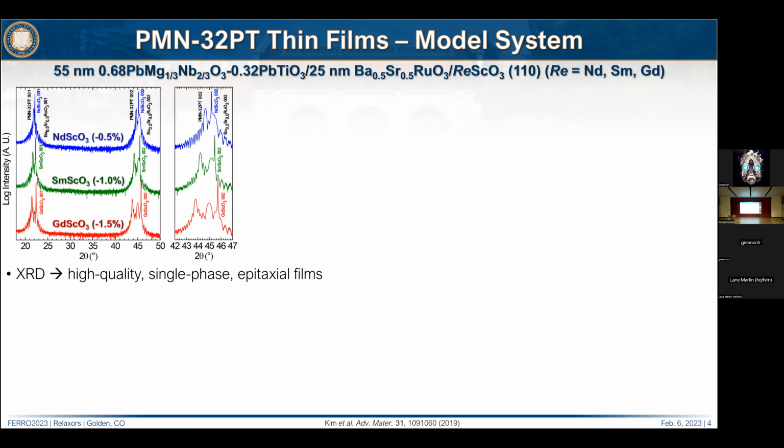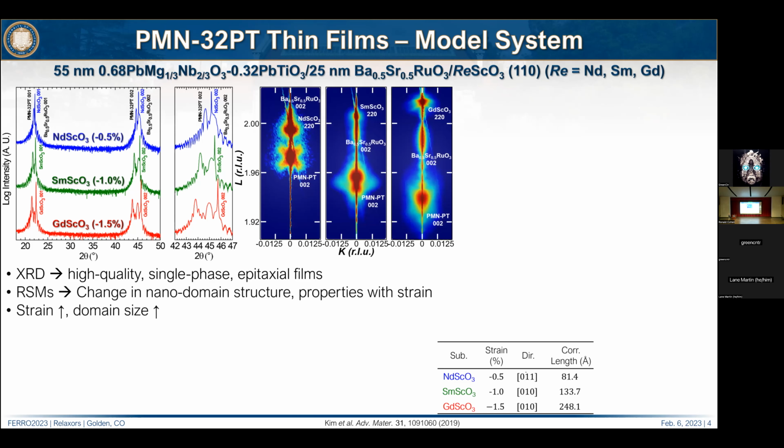They are nicely and coherently strained in these systems. We can then do reciprocal space mapping studies where we can look not just at the Bragg diffraction peaks, but at the diffuse scattering around those Bragg peaks. So it gives us a sense of not just what the lattice parameter is, but also what the domain structure length scales are in these materials.